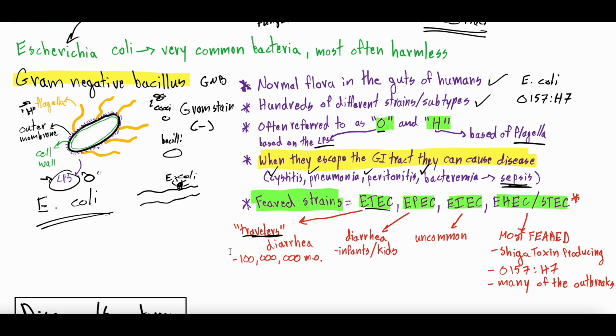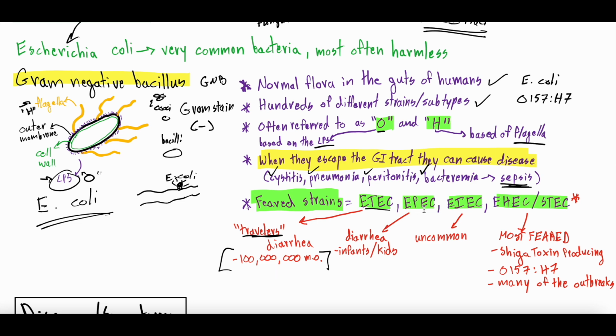An interesting stat is you actually need to ingest almost 100 million microbes. So 100 million ETEC E. coli bacteria to get infected and cause traveler's diarrhea. So this is a huge number, right? You need this huge inoculum to actually cause disease.